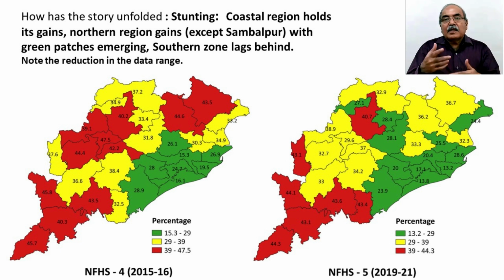Again, we notice the reduction in the data range. For stunting in NFHS 4, it ranged from 15.3% children being stunted to 47.5% children being stunted. In NFHS 5, this range goes down to 13.2 at the lower end and also reduces to 44 at the higher end. So this also shows that there is a uniform decline in stunting.